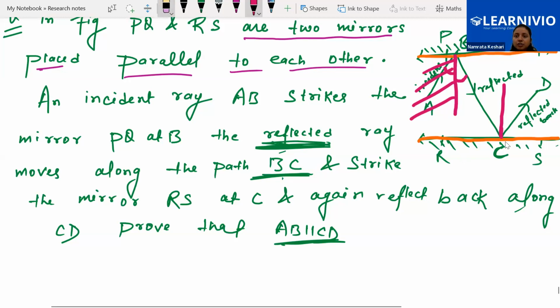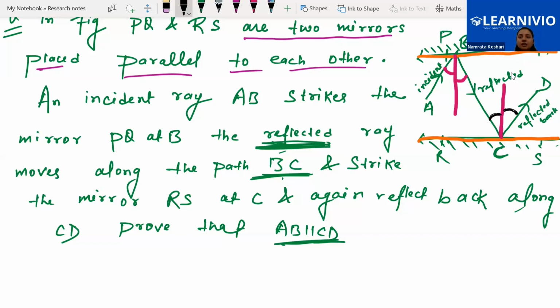If we focus on BC, does it look like the incident ray on RS, and CD is the reflected ray? Yes, ma'am. Okay, so here also we can say incident ray. The angle of incidence is equal to the angle of reflection.